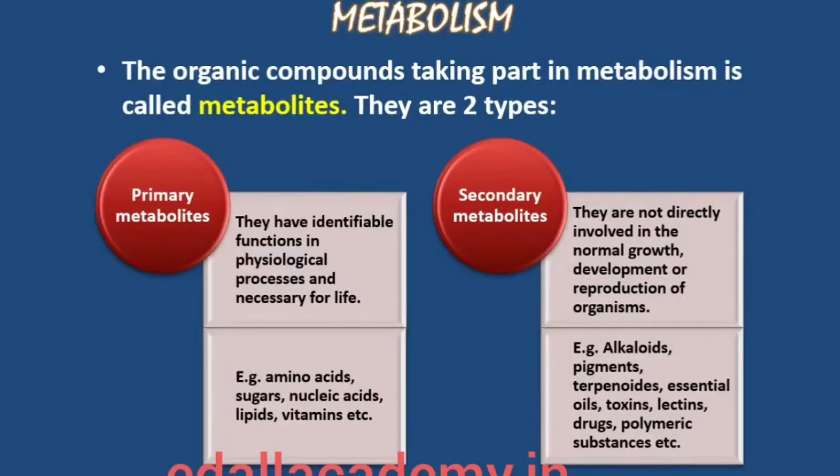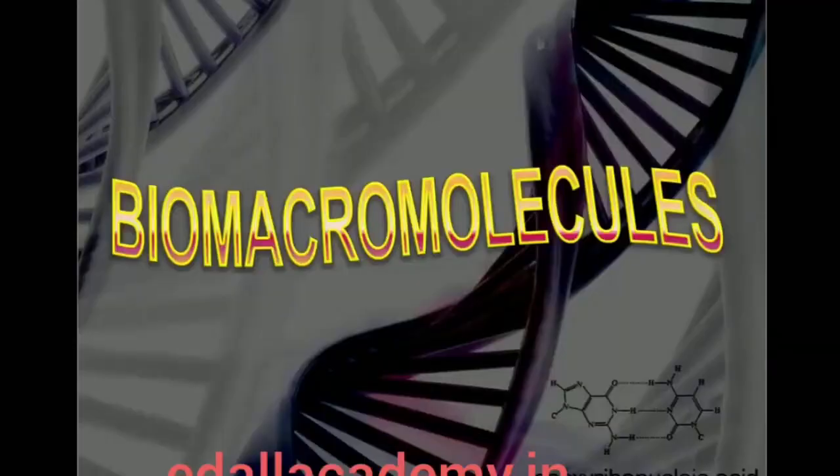What are the differences between primary metabolites and secondary metabolites? That also try to understand. Primary metabolites have identifiable functions in the physiological process and are necessary for life. While secondary metabolites are not directly involved in the normal growth, development, or reproduction of organisms. So that is the basic difference between primary metabolites and secondary metabolites.